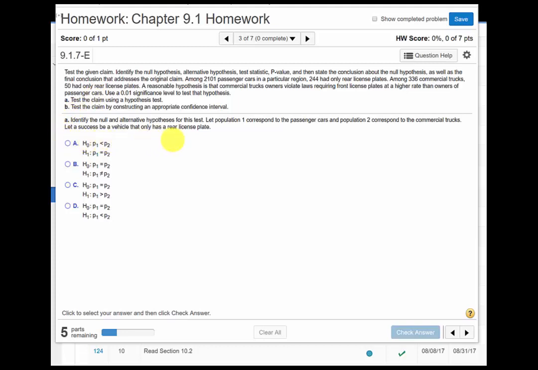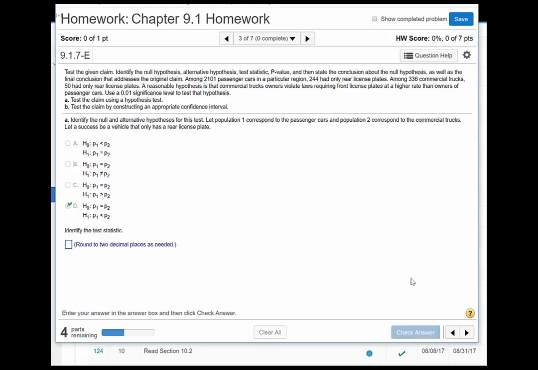We are told to let population 1 correspond to the passenger cars and population 2 correspond to the commercial trucks. So if the proportion for commercial trucks, which is proportion 2, is to be greater than that for passenger cars, then it is also true that the proportion for passenger cars would be less than the proportion for commercial trucks. So our selection should be D.